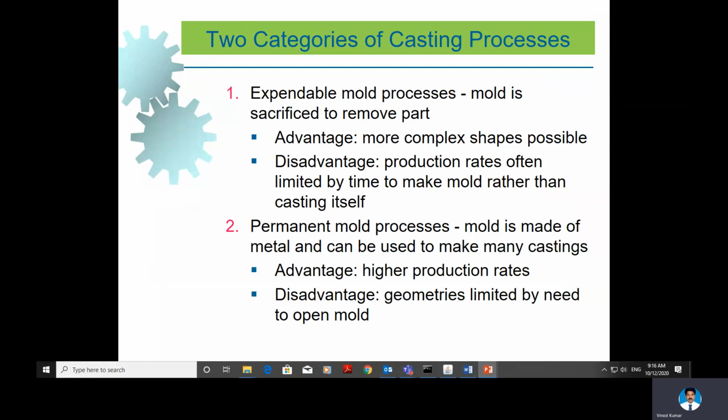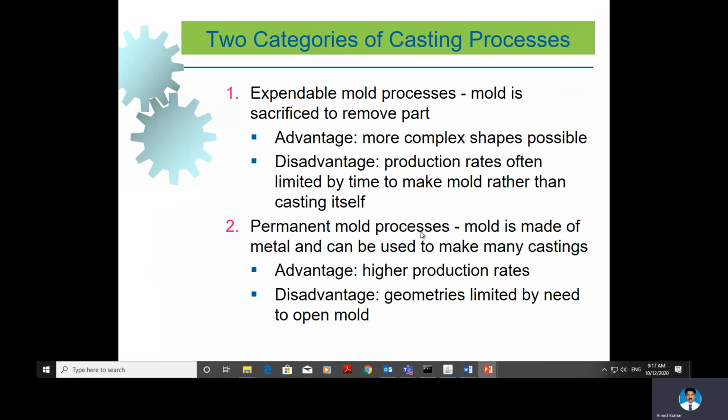Advantage of expandable mold process is that more complicated shapes can be cast. Disadvantage is production rates are often limited by time to make the mold rather than the casting itself. Production rate and time are very critical in expandable mold casting process.